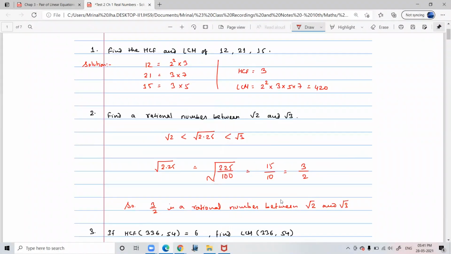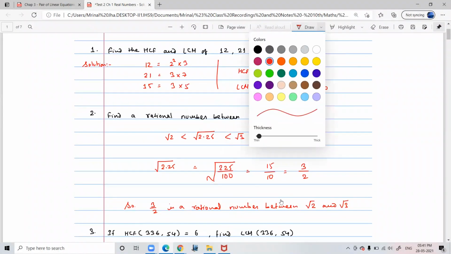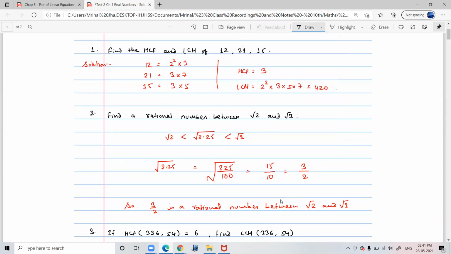So here in this question, what you have to do is find some rational numbers between two given irrational numbers. Here it is root 2 and root 3. Between these two numbers, you have to find some rational number. So how did we do it?